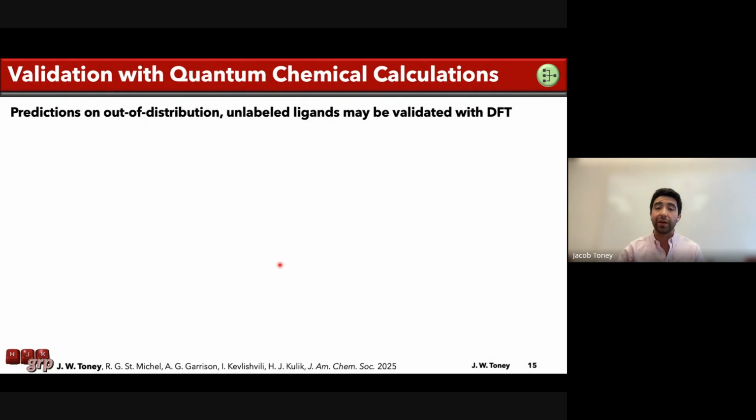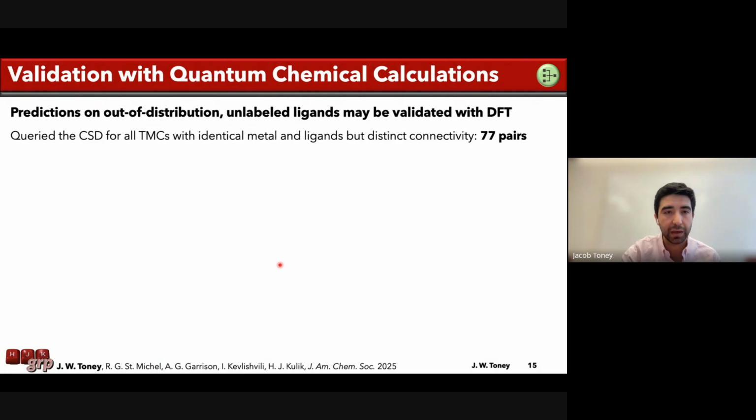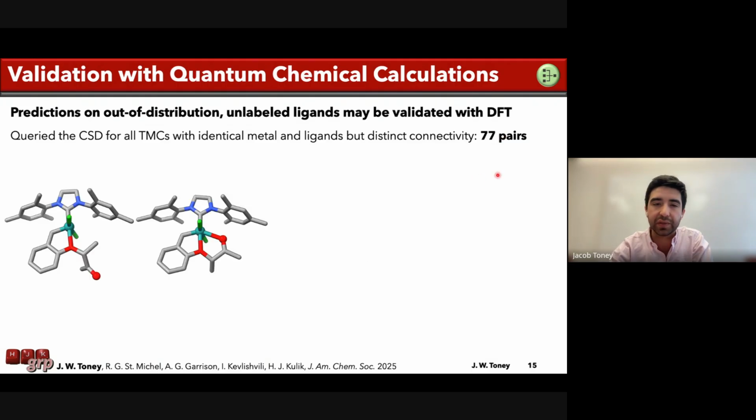Then finally, we wanted to actually validate some of these predictions in quantum mechanical calculations. So we queried the CSD once again for all transition metal complexes with identical metals and identical ligands with distinct connectivity. So exactly one ligand is bound in a different manner between the two TMCs. And this is not a very common occurrence. We only got 77 pairs of these. An example is here, this lead-ruthenium complex, which is sometimes bidentate and is sometimes tridentate with this labile oxygen coming on and off. But otherwise, the whole complex is unchanged.